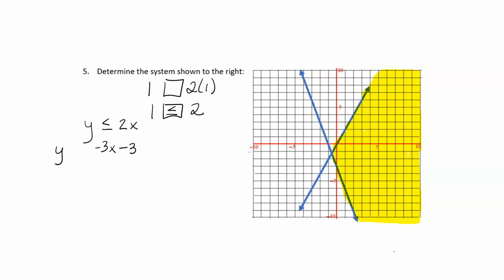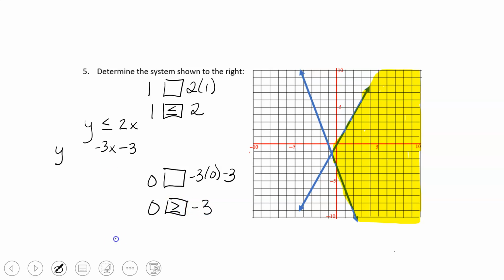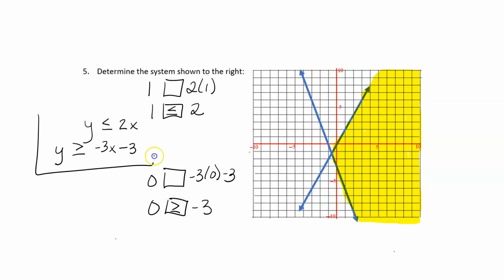So now we have to figure out the sign. So we can plug in 0, 0 again. So what's the relationship between 0 and negative 3? Well, it's greater than or equal to. So there's my sign. And there's my system. That's it.